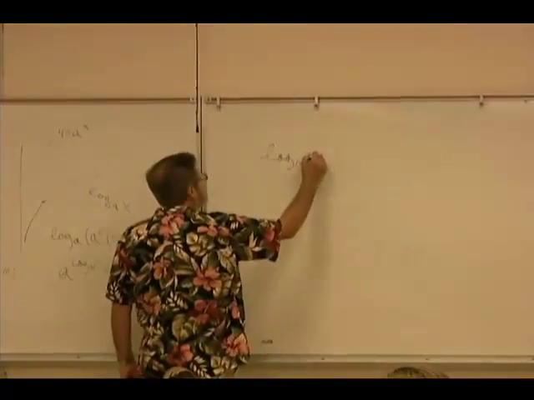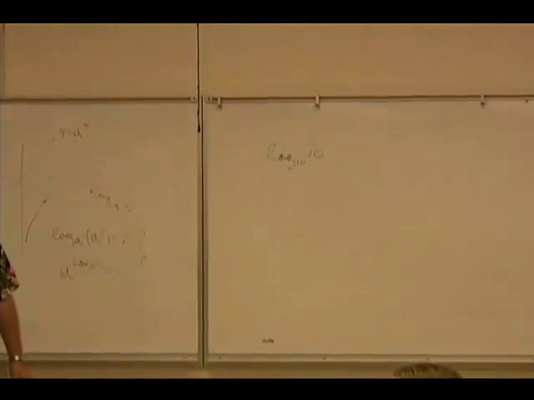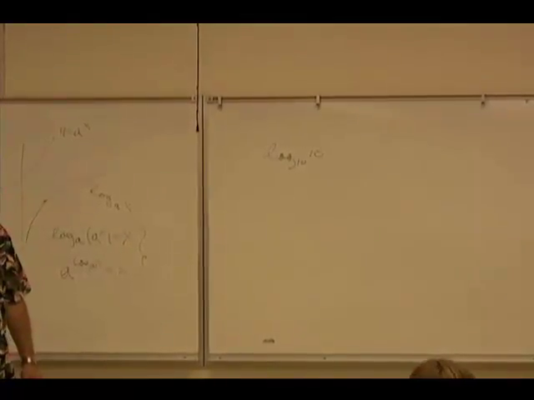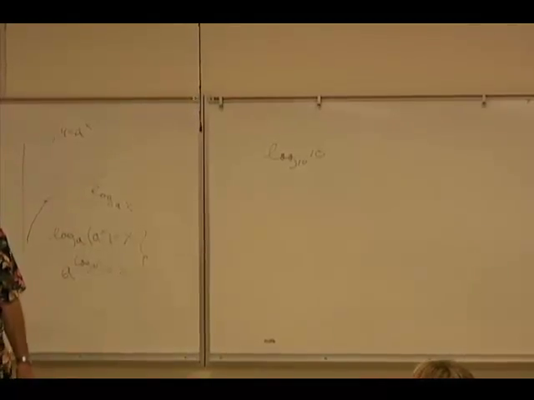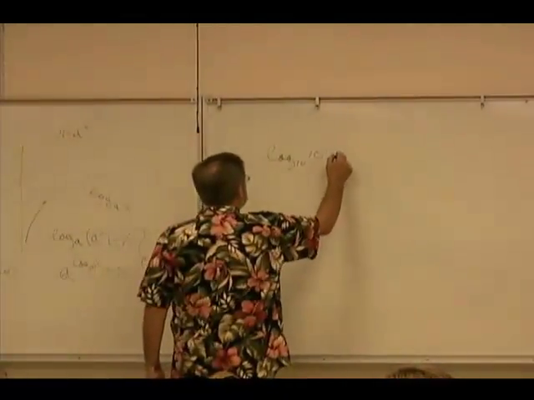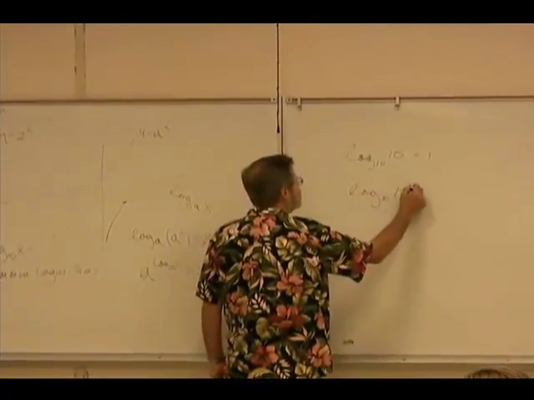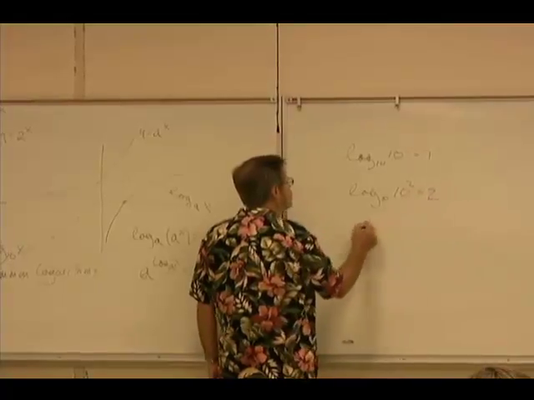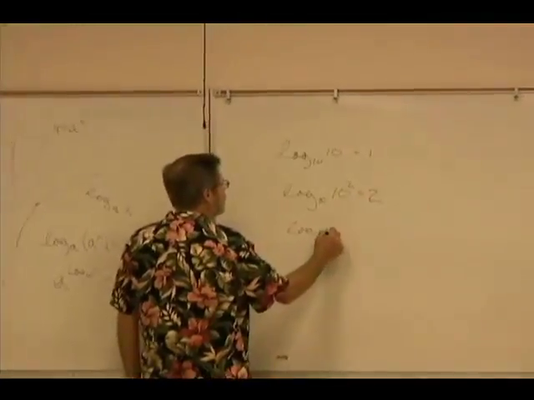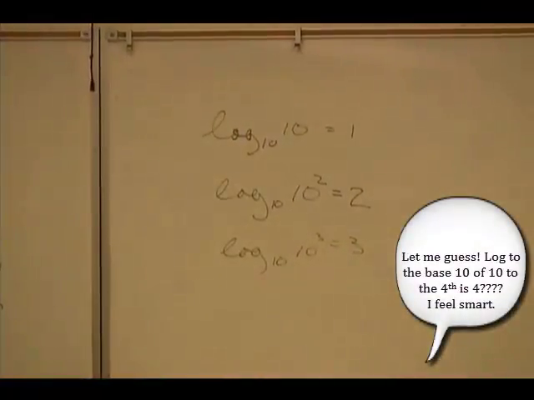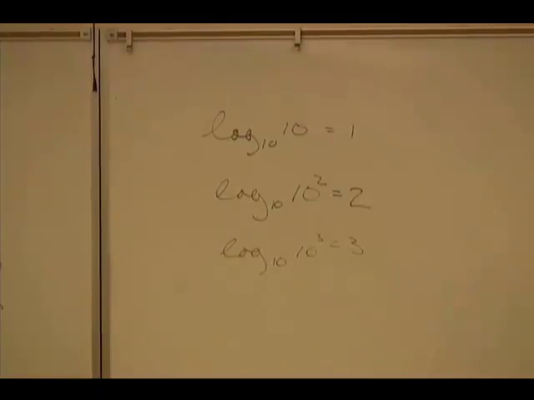Log to the base 10 of 10 is, it's asking the question, what do you raise 10 to get 10? The answer is 1. So log to the base 10 of 10 is 1. Log to the base 10 of 100, or 10 squared, is 2. Log to the base 10 of 10 cubed is 3. And so log to the base 10 works well with our decimal representation.